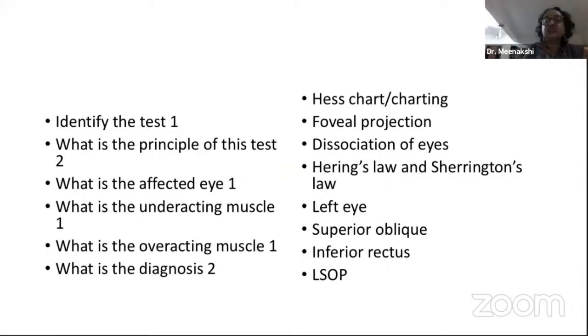Hering's law and Sherrington's law are what is used to find out the underacting and overacting muscles. So affected eye, left eye, full marks, underacting muscle, superior oblique. And what is a mistake that I have done here intentionally? I've not mentioned the eye, correct? You have to write, the underacting muscle is the left superior oblique. And what is the overacting muscle? It is the right inferior rectus. And the diagnosis, you're absolutely right, is the left superior oblique palsy.